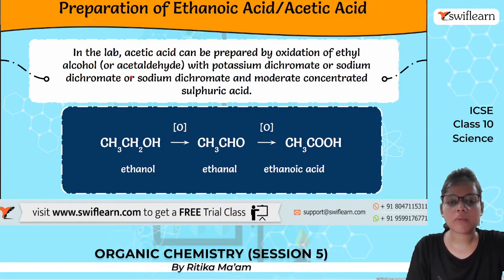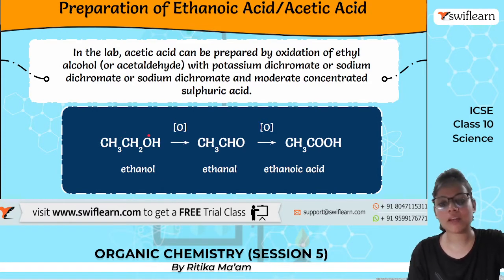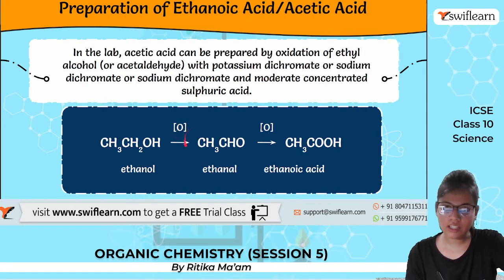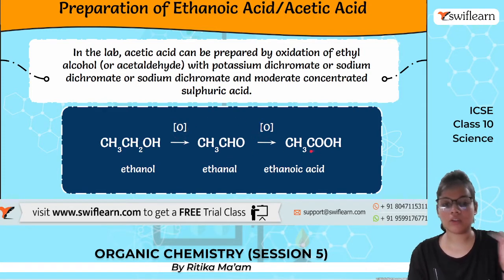So if I talk about laboratory preparation, we are preparing acetic acid by oxidation of ethyl alcohol, also known as ethanol, with potassium dichromate or sodium dichromate and moderately concentrated sulfuric acid. So what are we doing? We are obtaining this by oxidation process. First of all, from ethanol we will be getting ethanal, which is an aldehyde, and further oxidation will give us ethanoic acid.